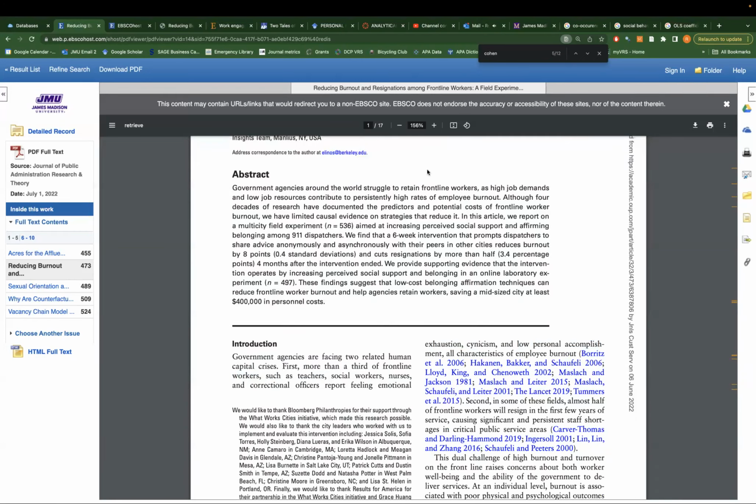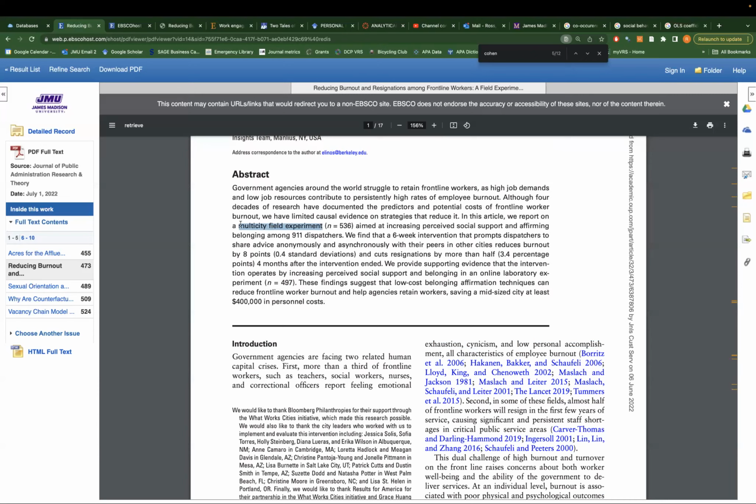So we see that they have causal evidence on strategies to reduce burnout. That's great because none of our other studies were causal. They do this multi-city field experiment. That means that they had real people that were involved in an experiment. This is one of the best types of study designs, actually, which is why ultimately I would include this study if I found it, if this was my research topic.